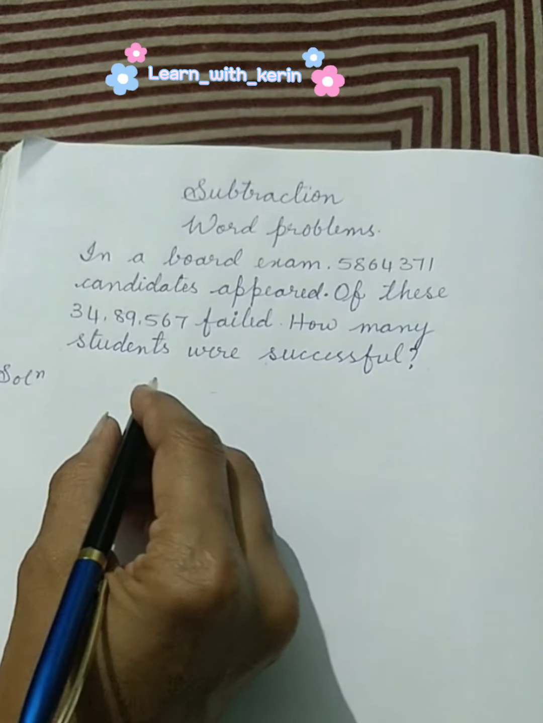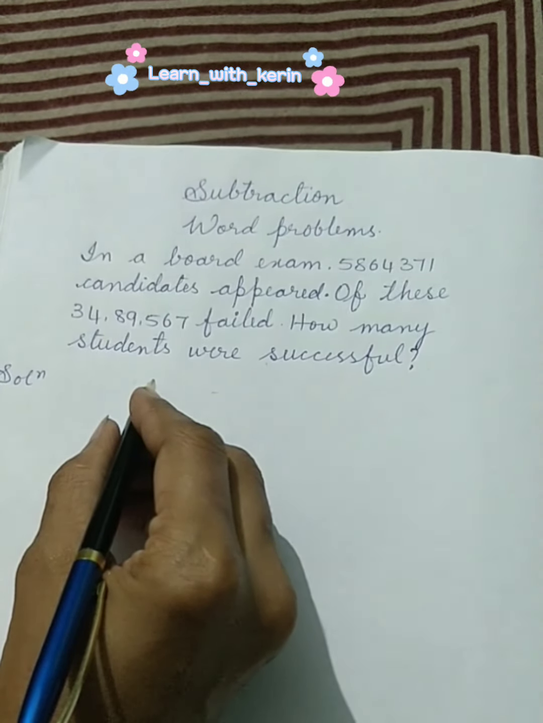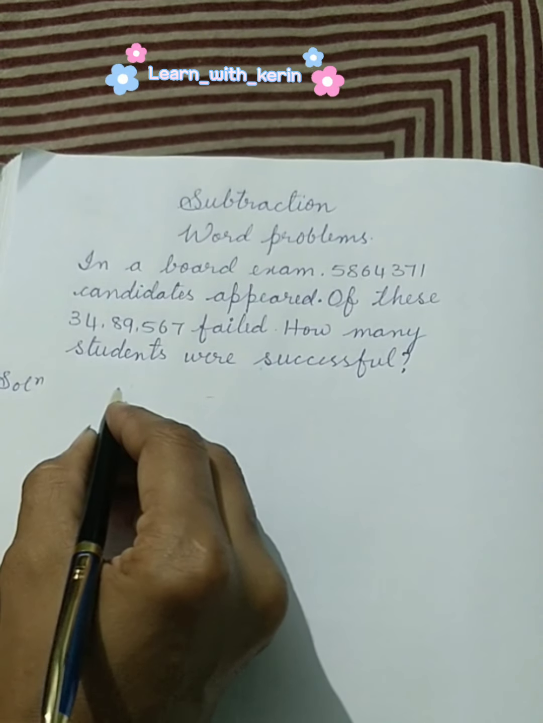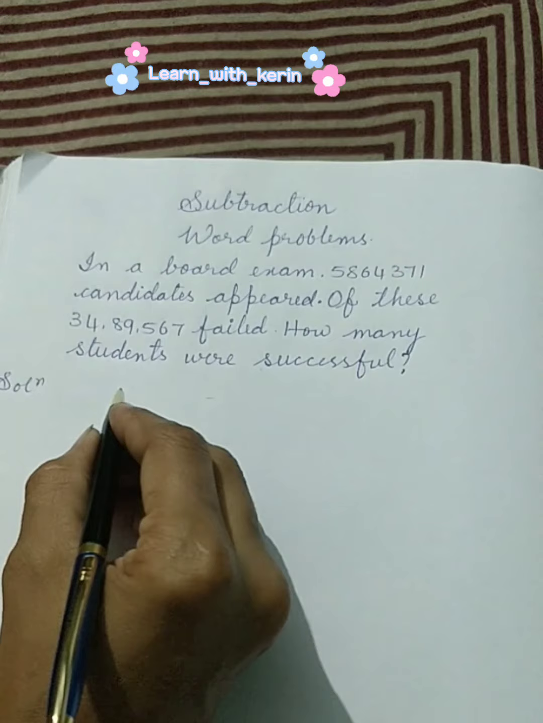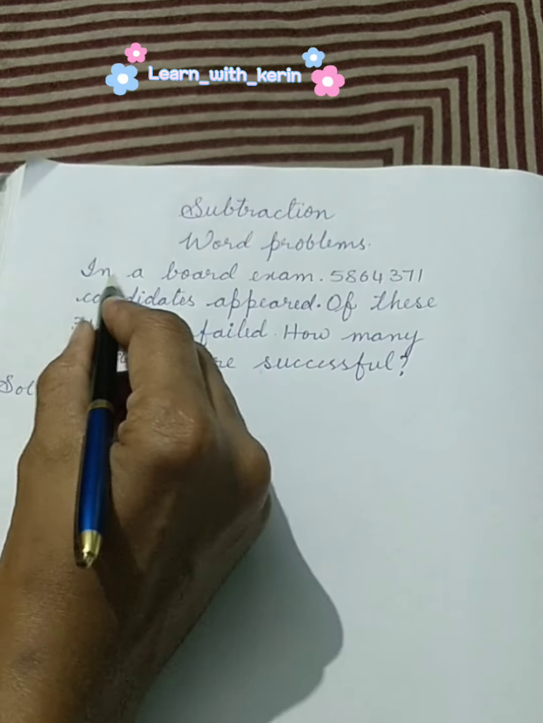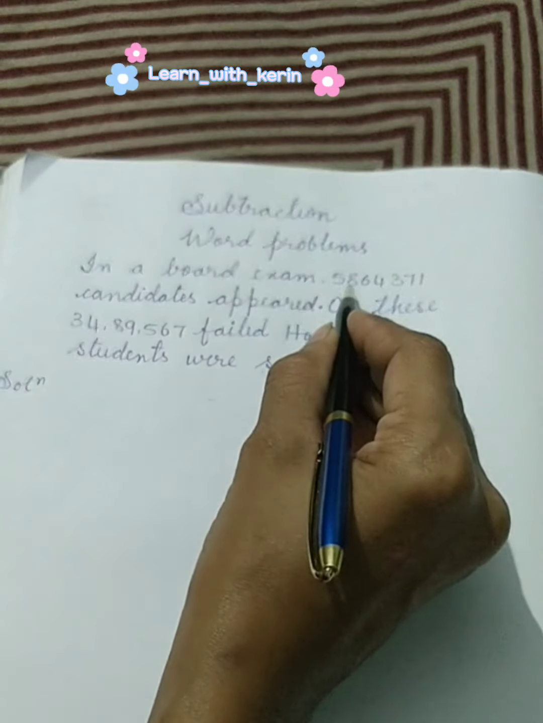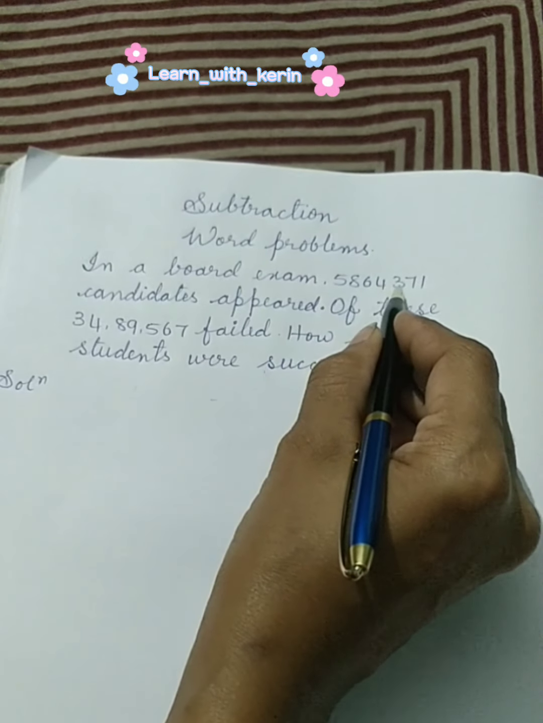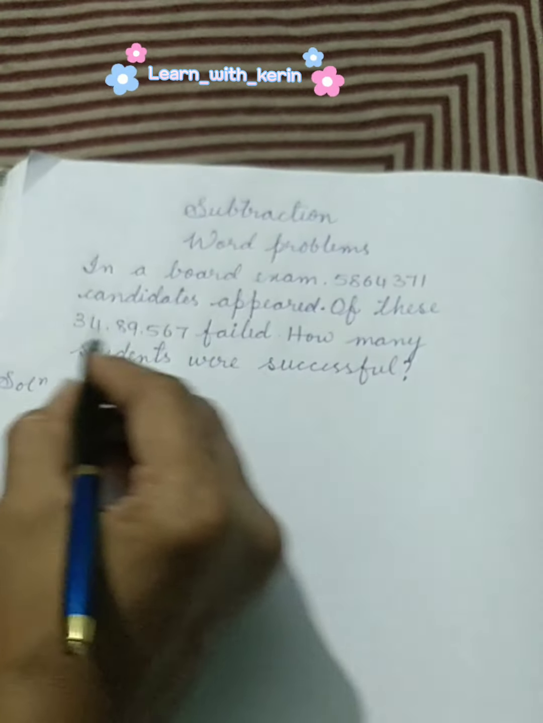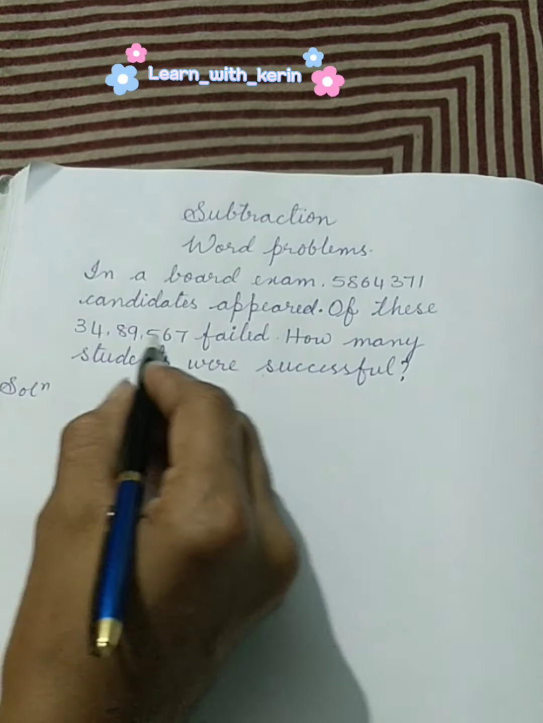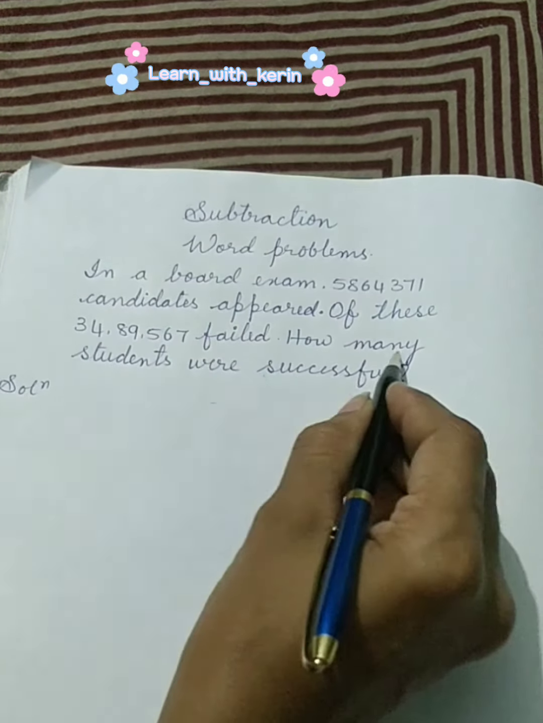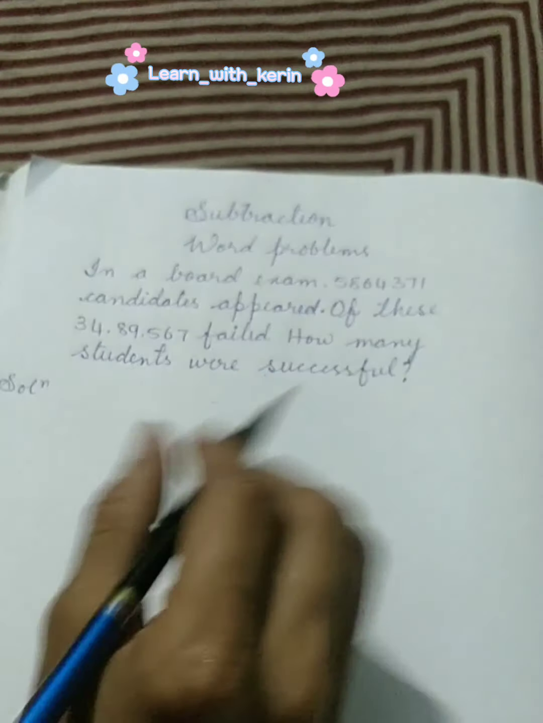I'm Kiran, your Maths teacher, and today I will be teaching you all how to solve word problems based on subtraction. As you can see here on the screen, I have written a word problem. Let me read the word problem first. In a board exam, 58,64,371 candidates appeared. Of these, 34,89,567 failed. How many students were successful?